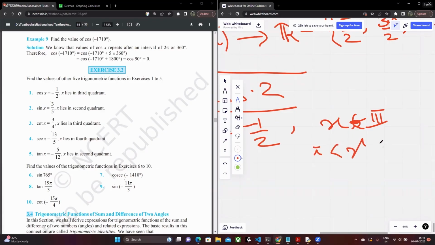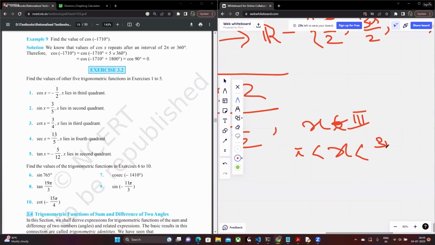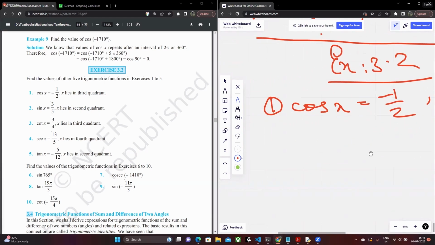or if you really have to, write that pi is less than x is less than 3 by 2. That is the angle bound for the third quadrant. You can write this, no big issue.